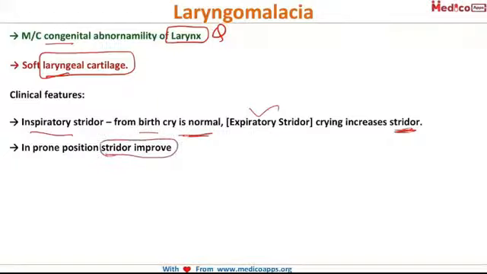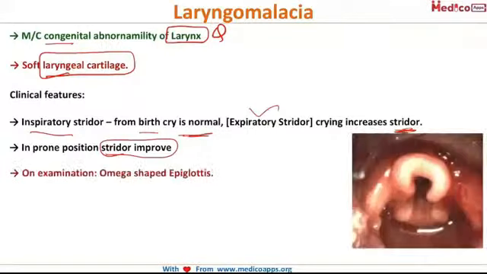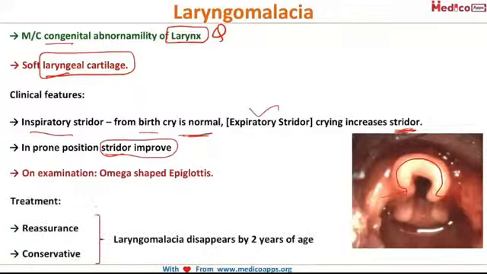And in prone position, stridor improves. So the child, when put in prone position, the stridor improves. And on examination, you can note over here, there is an omega shaped epiglottis. The treatment would be reassurance with conservative management. Why so? Because laryngomalacia disappears by 2 years of age.